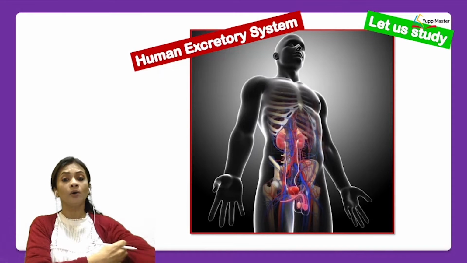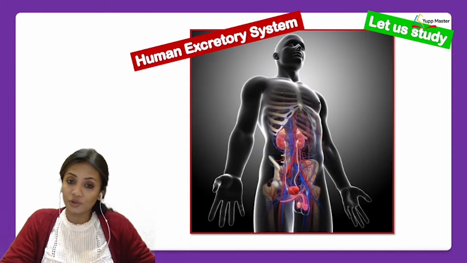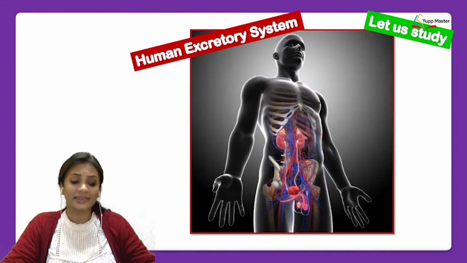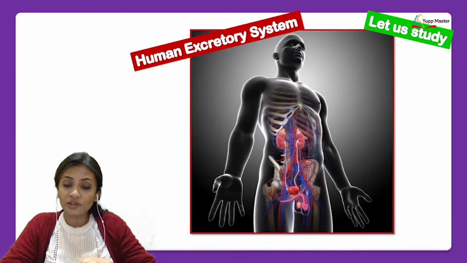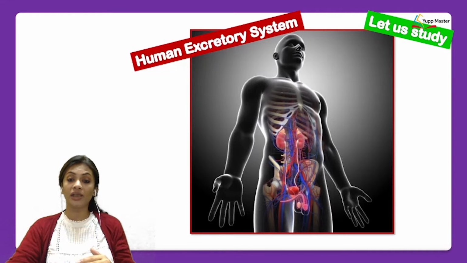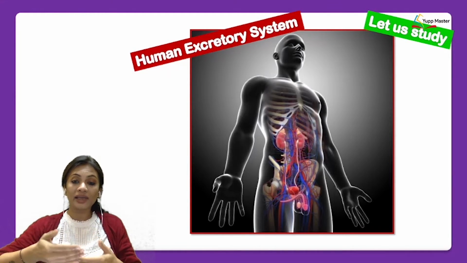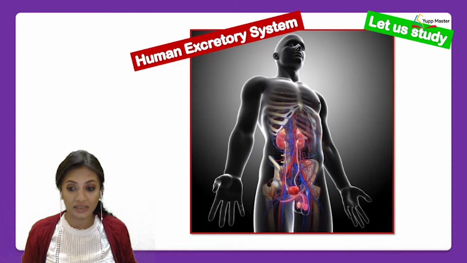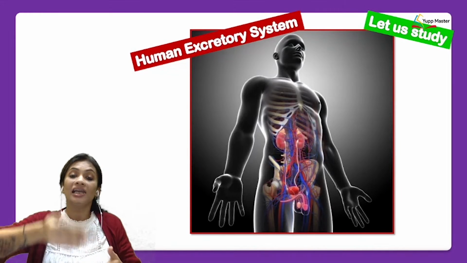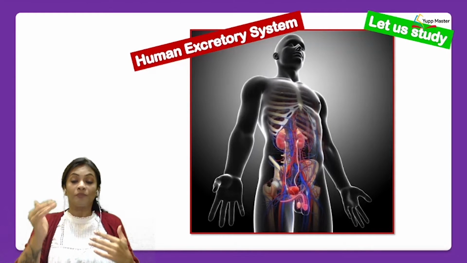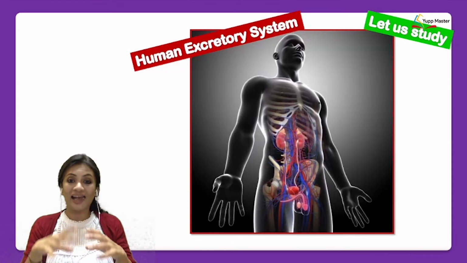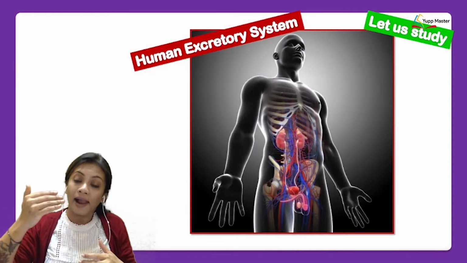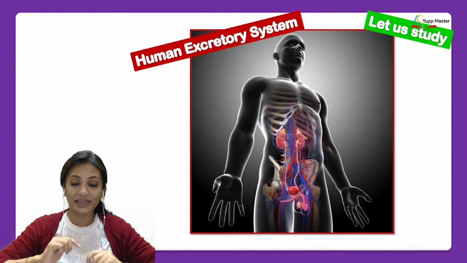Now, to begin with, I'd like you to know the basic and exact placement of the human excretory system. The human excretory system is placed in the abdomen, and always remember it is placed behind the digestive system. Okay, it is placed exactly behind the digestive system. So from the front, if you are looking, first comes the digestive system and then behind that comes the excretory system. All right, so let's begin with that.